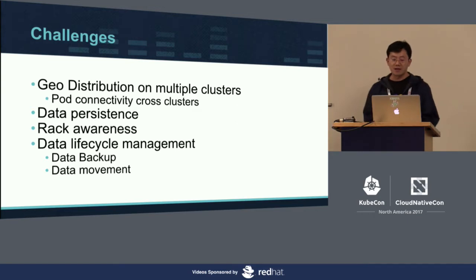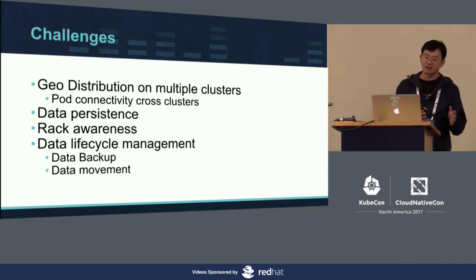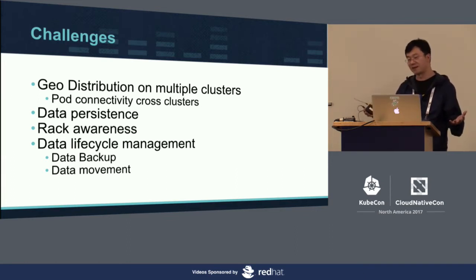The first one is, we are talking about a distributed database. We have geo distribution, so typically we will deploy these things on multiple clusters. Typically Kubernetes is just on a local availability zone or a local data center, just one cluster. So the first problem we face is that we have to manage multiple Kubernetes clusters. We need to distribute our database engines on multiple clusters.